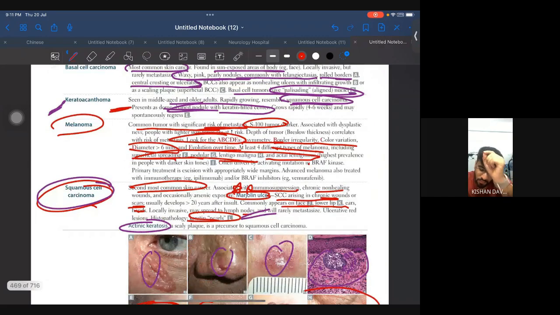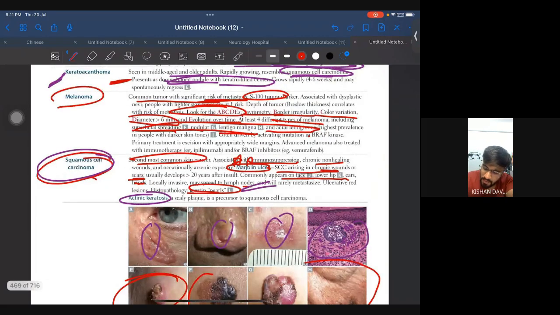Okay, so just be thorough with the images. Another thing, mutation in BRAF kinase. Okay, and this is the drug ipilimumab. You can remember, and BRAF inhibitors, vemurafenib.